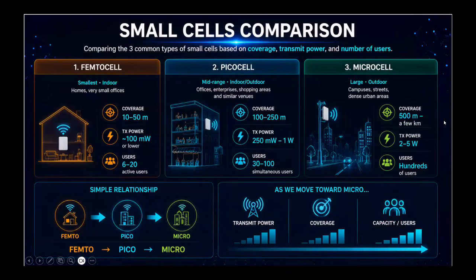So let's compare the three common types of small cells based on coverage, transmit power, and the number of users. First one is the femtocell. It is mainly used indoors, such as homes and very small offices. Typically coverage is around 10 to 50 meters and power is around 100 milliwatts or lower. And it may support 6 to 20 active users.